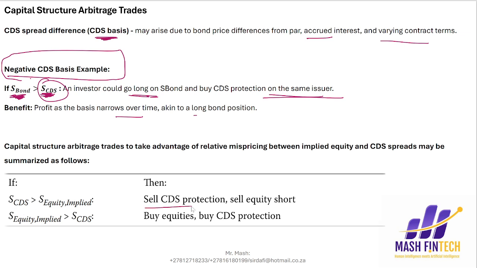When you sell CDS protection, you are receiving a premium, and then you're also going to sell equity short, which means you're going to take a short position on this equity. You borrow the shares, and then you sell them, hoping to buy them later on when they are cheaper. And if the equity spread is above the CDS spread, in this instance, you see that the spread is now cheaper. So you buy the protection because the protection is cheap, and then you also buy the equity here. This is the general rule that you have to remember.